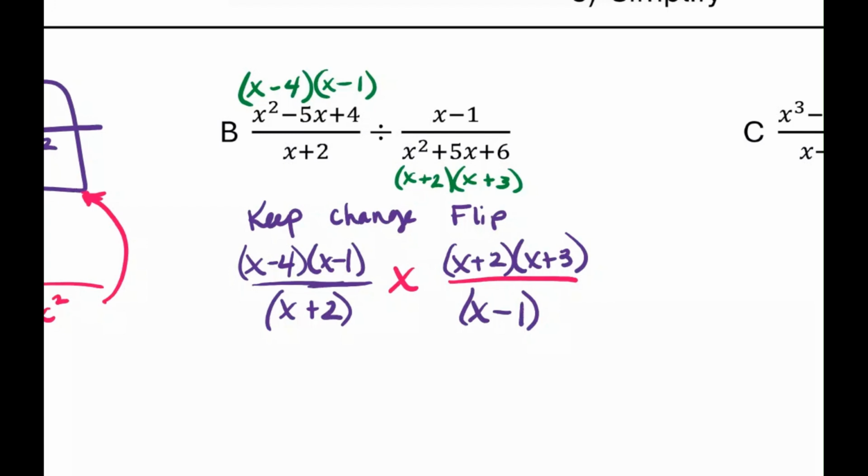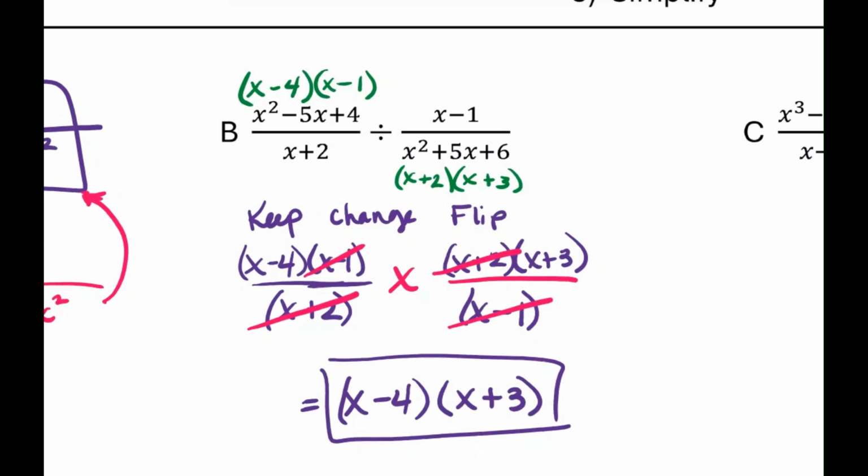Now it's a multiplication problem, and I can find things on the top and bottom that I can cancel out. So for example, I see an x plus 2 on the bottom, x plus 2 on the top, x minus 1 on the bottom, x minus 1 on the top, and that leaves me with nothing left on the bottom, so it's not a fraction anymore, but I have an x minus 4 and an x plus 3.